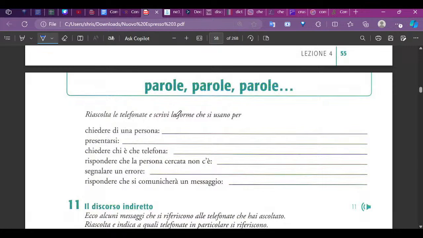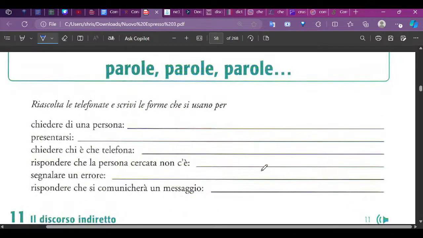Riascolta le telefonate e scrivi le forme che si usano per chiedere, presentarsi, chiedere chi è la telefonata, rispondere, eccetera. Ok. Listen again.